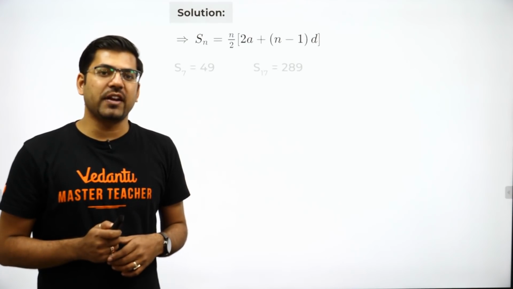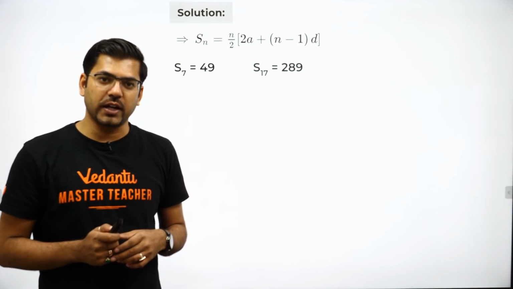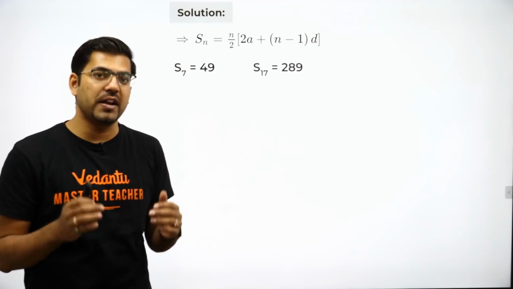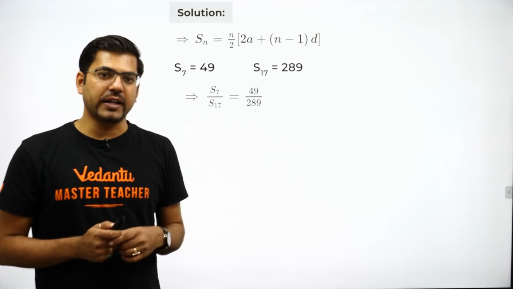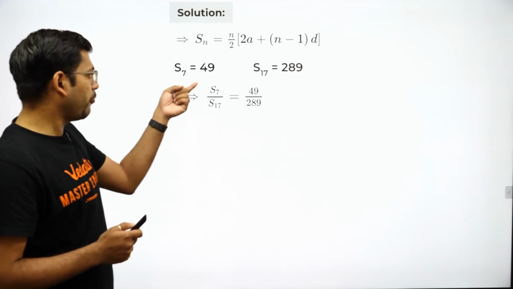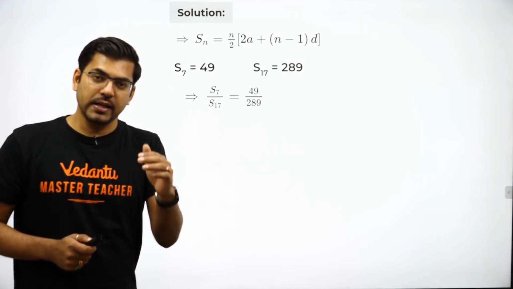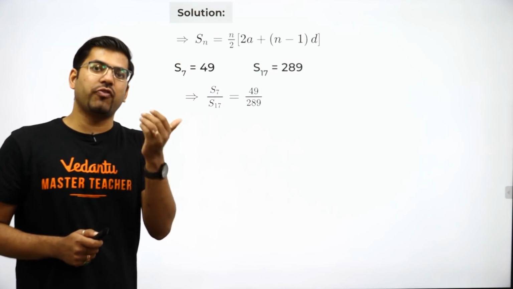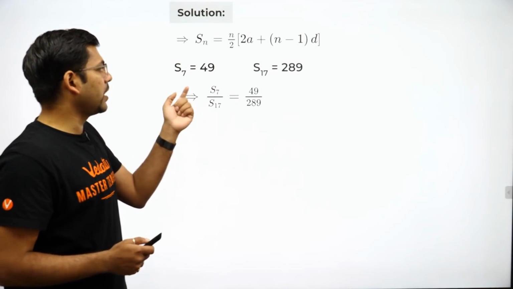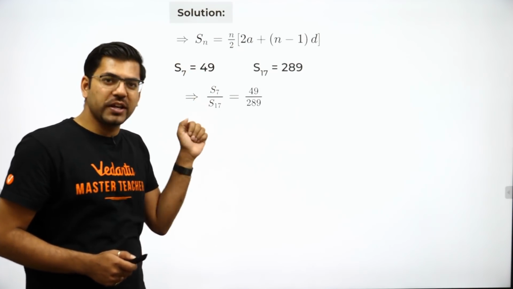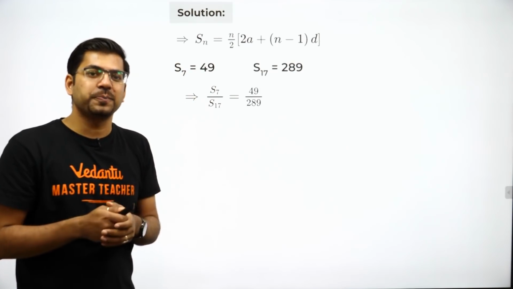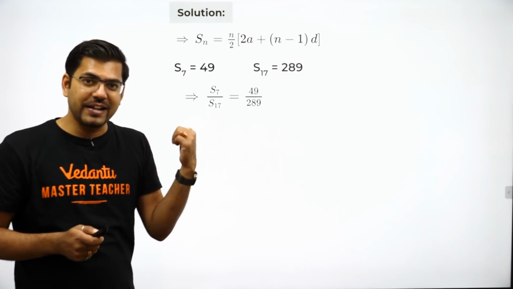Now S7, the sum of first 7 terms, is given as 49, and S17, the sum of first 17 terms, is given as 289. So the next step is writing their formulas and dividing both of them. Why am I dividing them? Because I want to get an equation in the form of a and d. I could have done it by writing the formula here itself, but I found this easier. That is why I am telling you. Why this is an easier one, I'll just show you here.